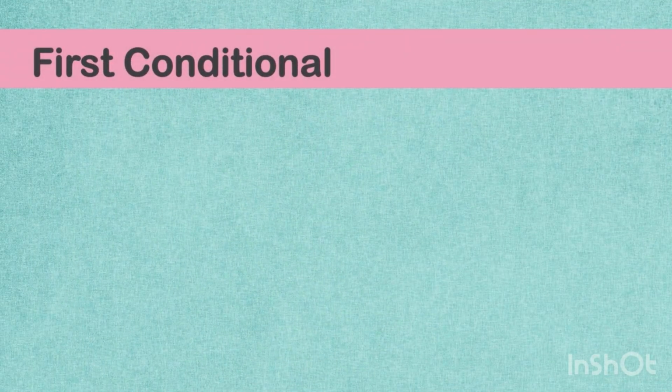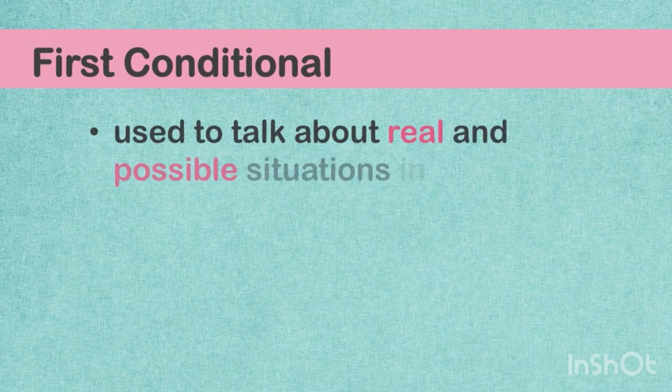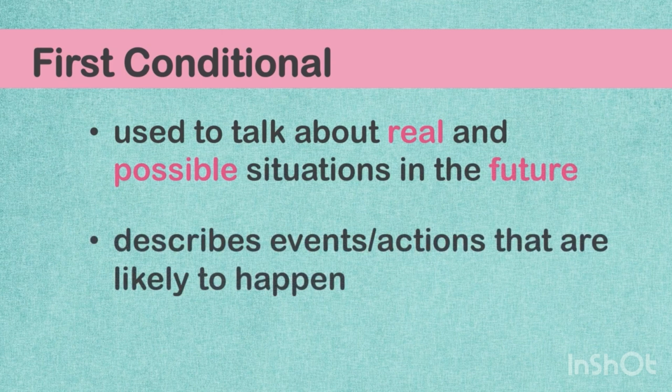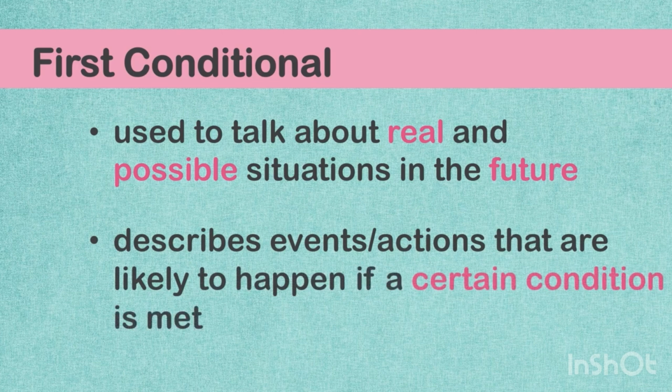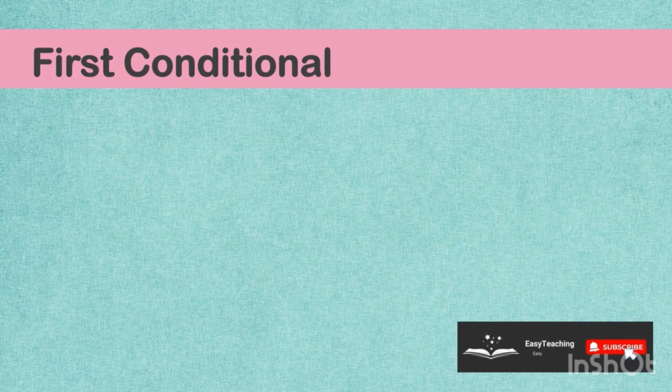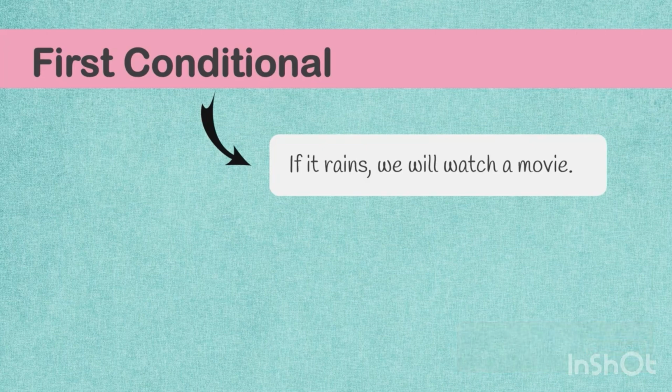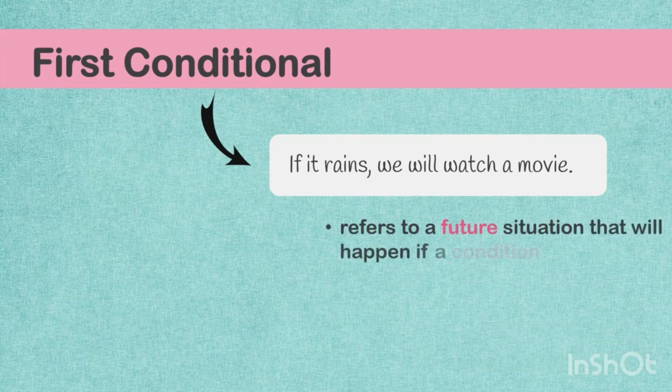First conditional is used to talk about real and possible situations in the future. It describes events or actions that are likely to happen if a certain condition is met. Here's an example. If it rains, we will watch a movie. Here, first conditional is used because it's referring to a future situation that will happen if a condition is met.